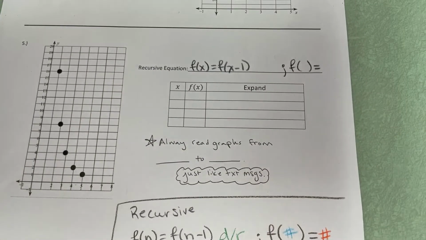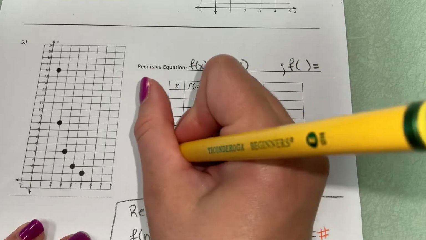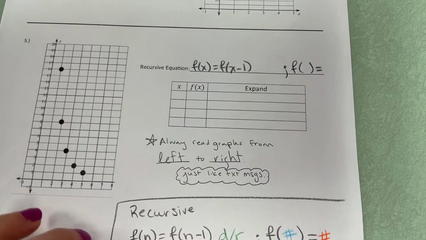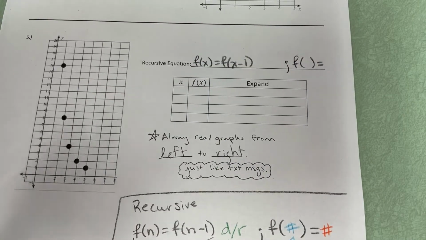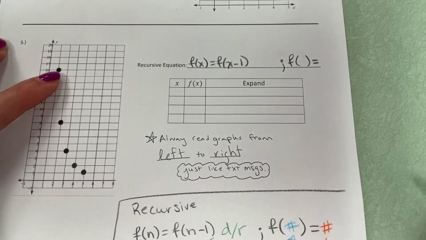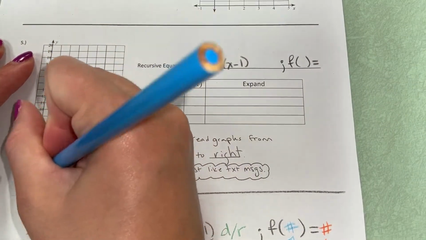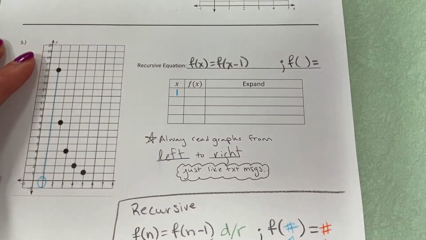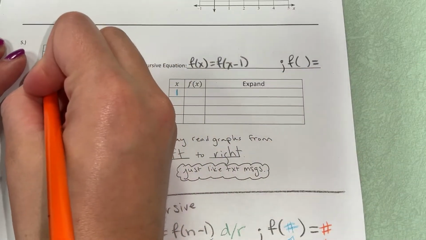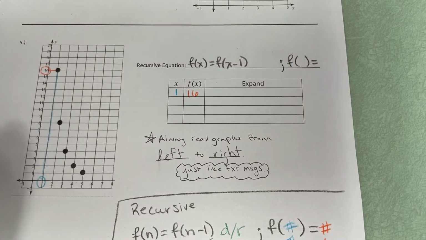The last one, we are given a graph, so that's nice. But remember, we always read graphs from left to right. All right, so I'm gonna start filling out my table. So I'm gonna look at my left dot. This is my most left dot. So I'm looking at that x value here, which is 1. And then that y value, or f of x value, is 16. Y and f of x are very interchangeable.